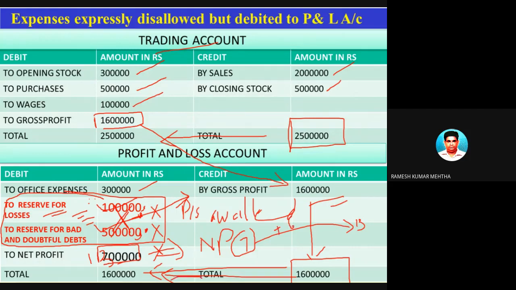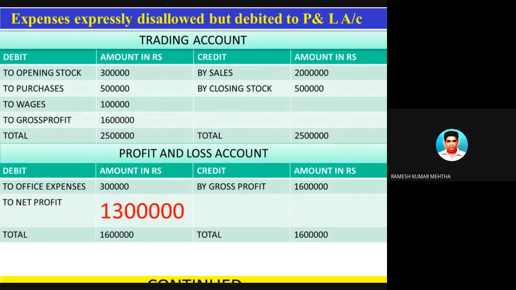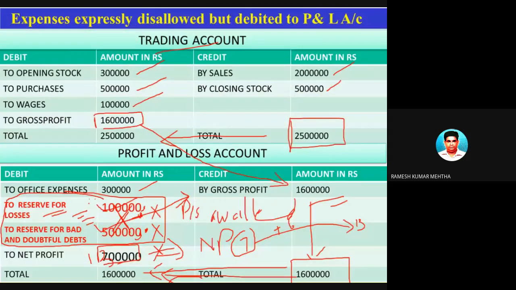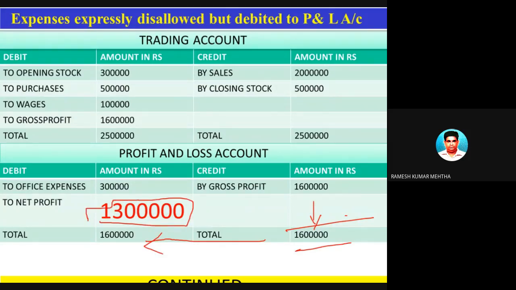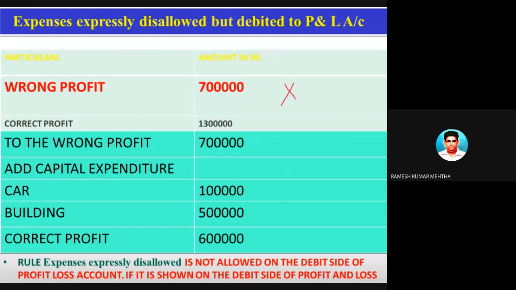So let's look at the next slide, which is continued. That is what I have done. I removed these two expenses. 16 lakhs is the gross profit, which is the total. Carry it on the other side, and now this is the real profit. So 7 lakhs is the wrong profit, and 13 lakhs is the right profit. How should we convert this 7 lakhs to 13 lakhs? Just add these two items which are not allowed on the debit side of profit and loss account. So this is the answer. This is the wrong profit. This is the right profit.